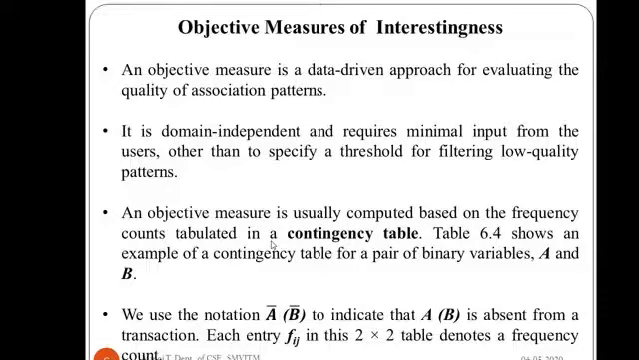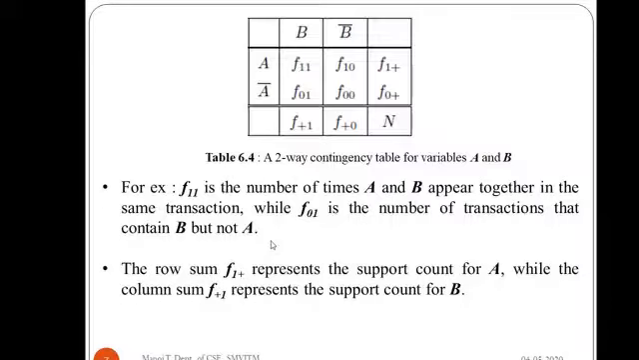Contingency table is a commonly seen table in statistics. An example for that is given over here where we are having two binary variables A and B. F11 means both A and B are present. F10 means A is present, B is absent. This A bar and B bar indicates the absence of respective entities. So A bar B means A is absent, B is present. Similarly, A bar B bar means both are absent.